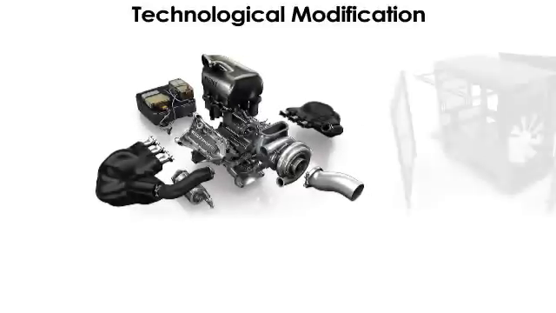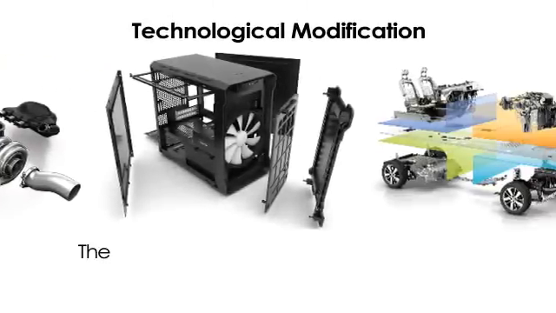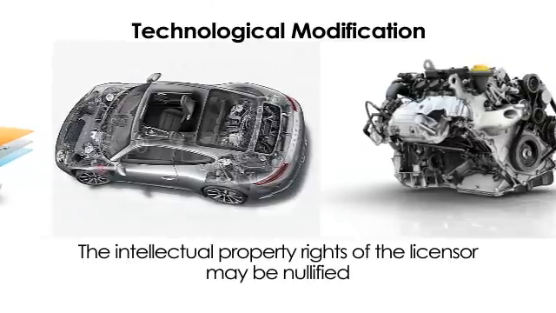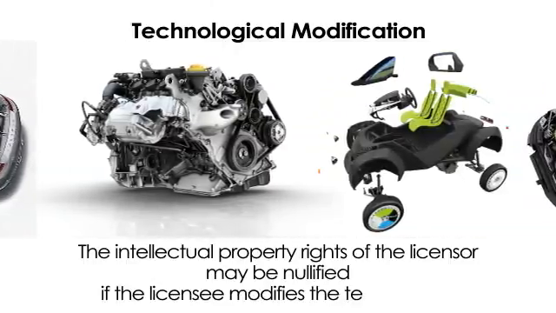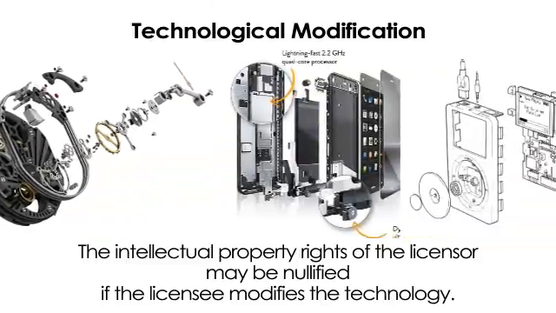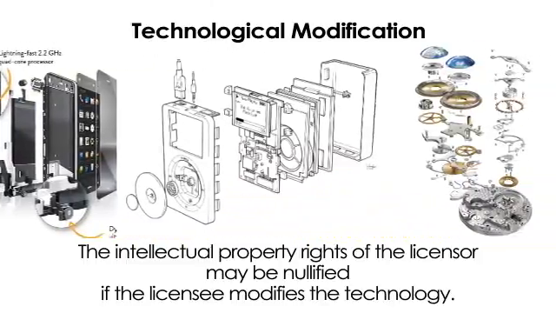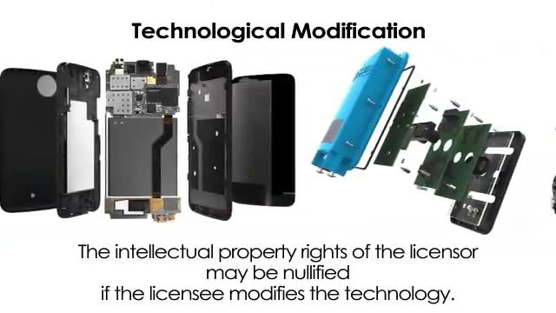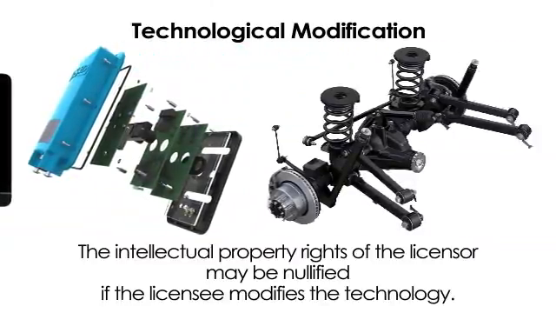Also, since the intellectual property rights of the licensor may be weakened or nullified if the licensee modifies or improves the technology, it should either prohibit modification, prescribe a transfer of the improved technology to the licensor, or set up an exclusive license. If the licensor accepts the license agreement, then the licensee can develop new technologies based on the existing one.